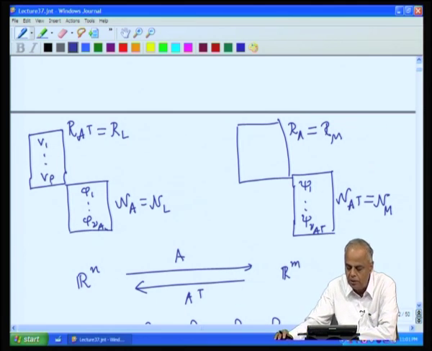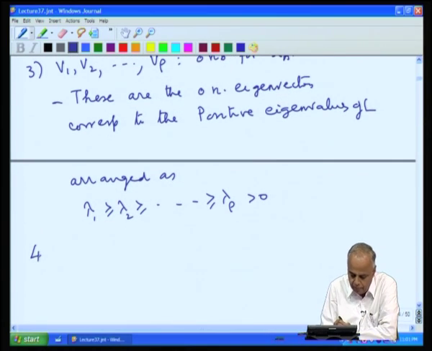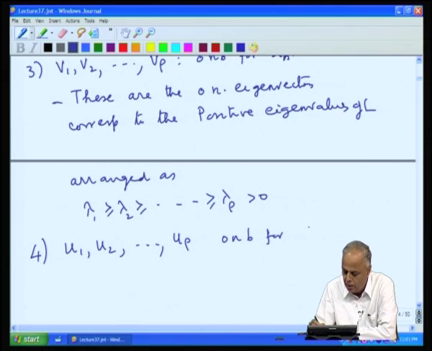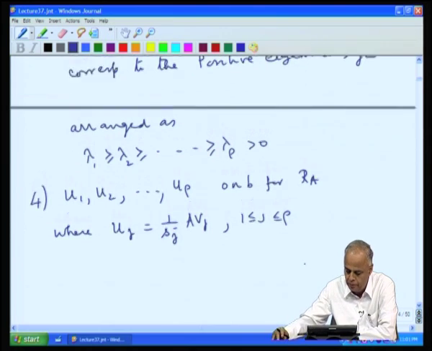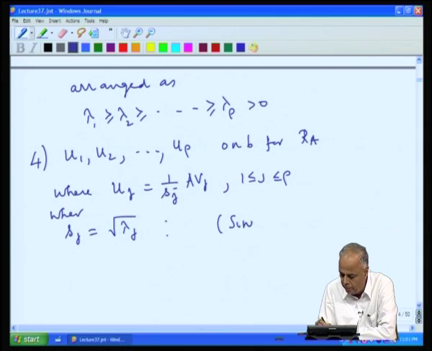Now, using this basis we generated the basis for the range of A. How did we get that basis? If you recall, we defined u 1, u 2, up to u rho, an orthonormal basis for the range of A, where u j is defined as 1 by s j times A v j, for j equal to 1 to rho. s j is the square root of lambda j, and these are called the singular values of A.